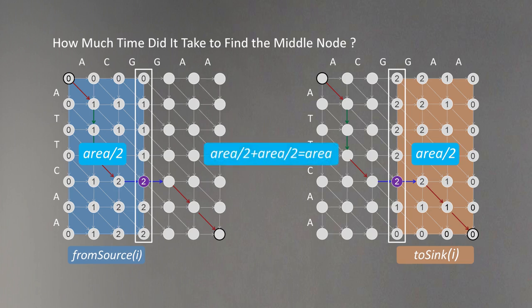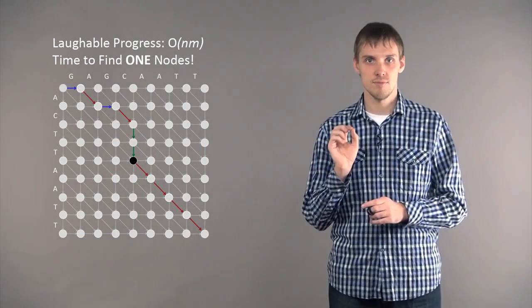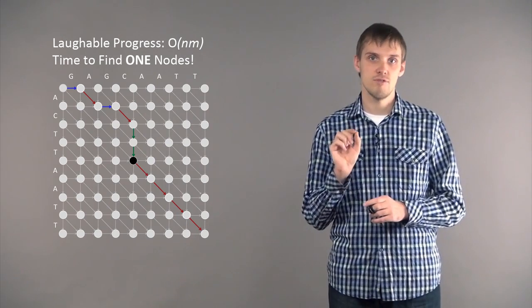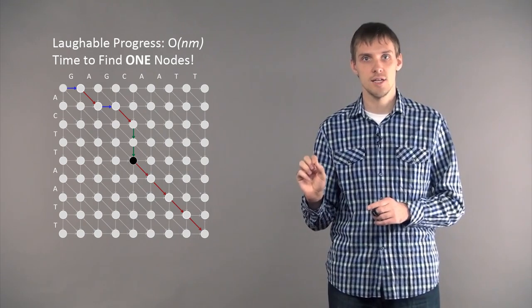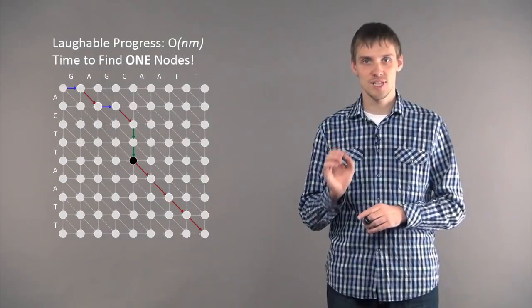So isn't it too large? Using the same runtime as before, we found only the middle node. So we found only a single node which belongs to our optimal path, and it required quadratic time. So what can we do next?